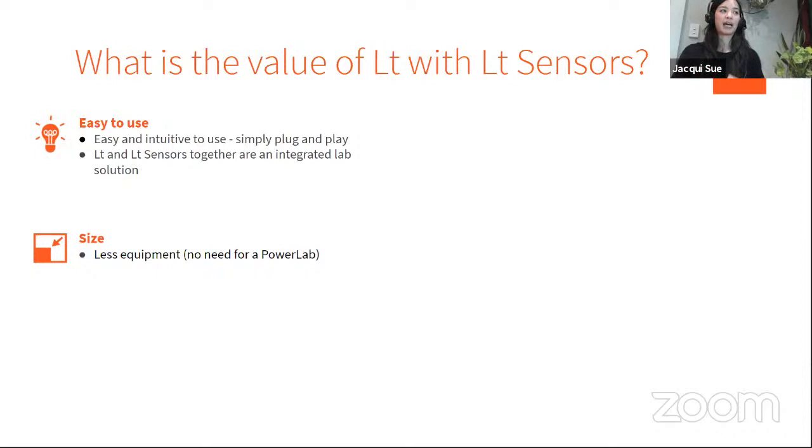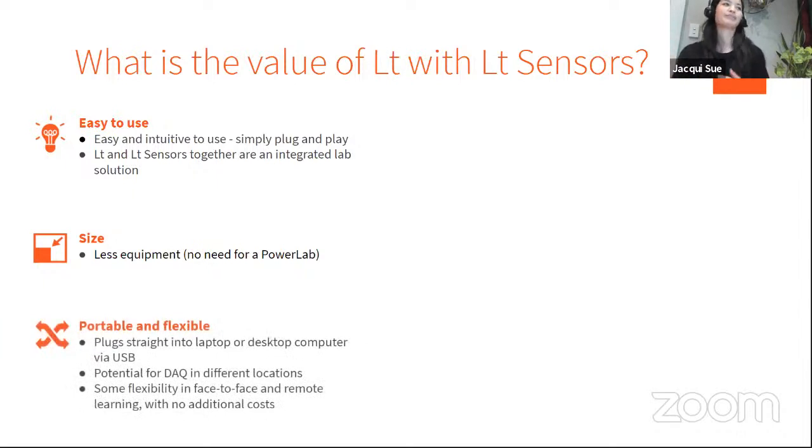Because you don't need to use a PowerLab with this equipment, there's less equipment overall, so it's a little bit more portable and flexible. This means that it opens up the possibility for data acquisition in different locations. You're not necessarily tied to that traditional lab setup. You can run experiments in smaller groups and in different locations. So I'm going to talk a little bit about how it's flexible in face-to-face and remote learning in the next few slides.